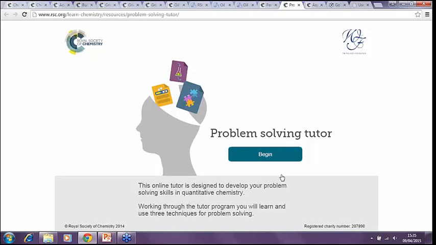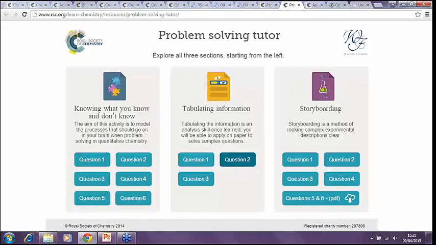So the tutor is looking to teach you 3 different ways of solving problems. The first one is knowing what you know and don't know. The second is tabulating the information, and the third is storyboarding. So we're going to look first of all at knowing what you know and don't know.